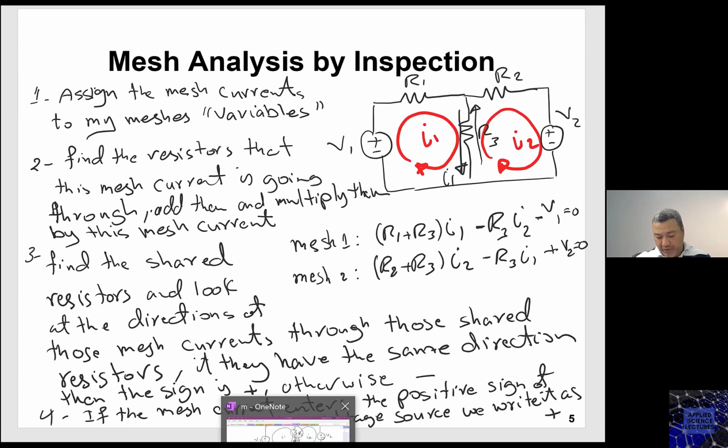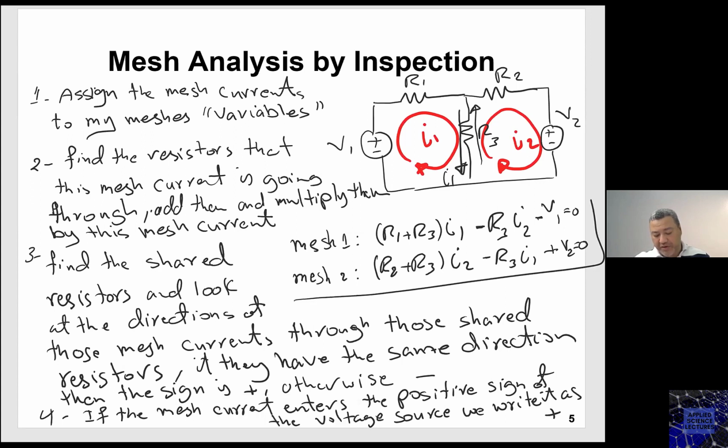Now, if you compare those two equations, you will see that they are the same. They are the same equations that we have derived earlier using the KVL approach. Any other questions about how to write the mesh equations before we move on?